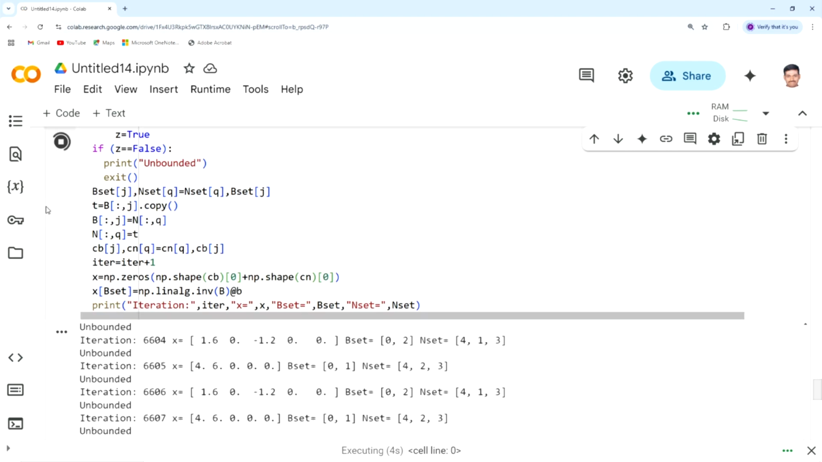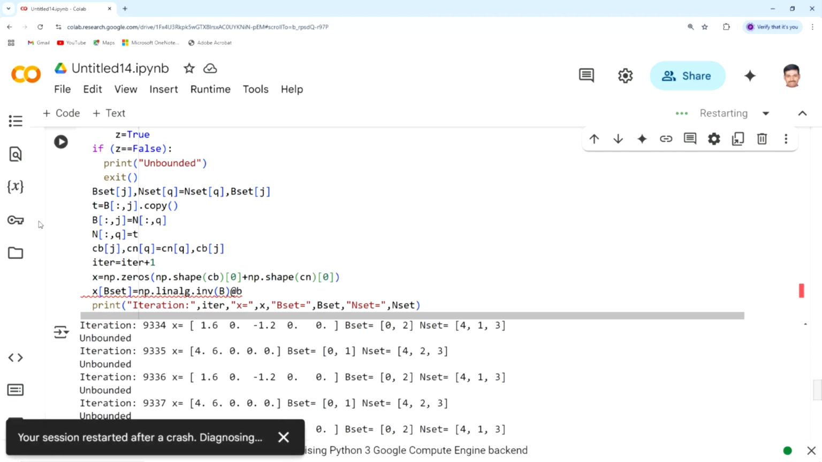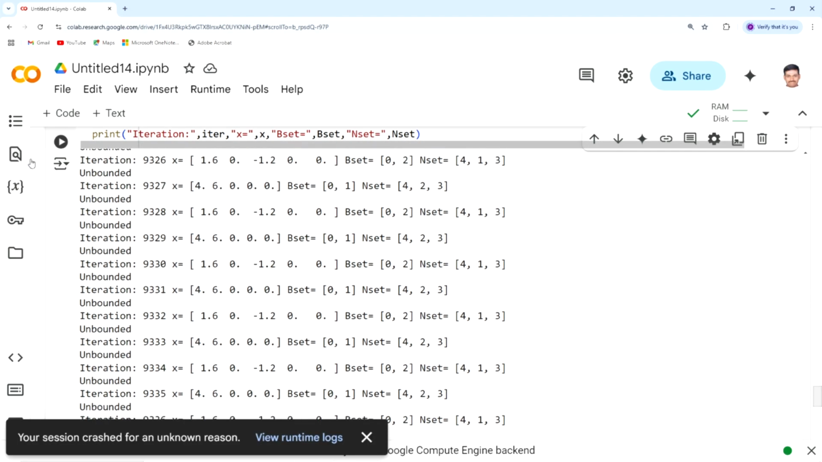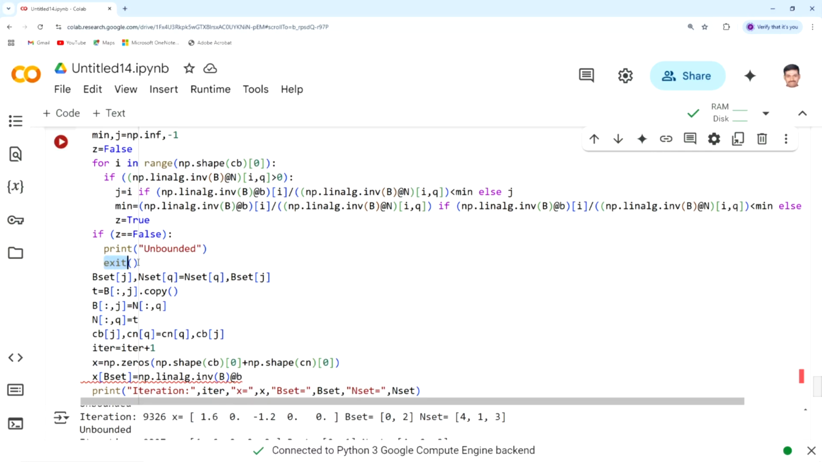This was one other change I wanted to do, but forgot. Okay. So, you can see that the answer is unbounded. Some of the compilers allow this exit command. So, Google Colab somehow does not allow this. So, we will instead do break.